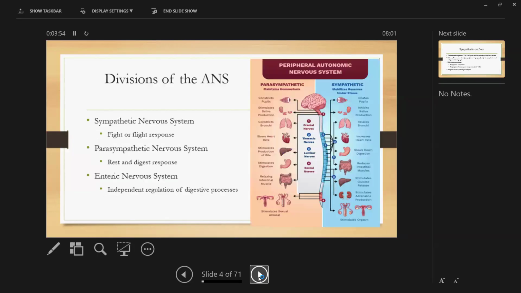Mainly, the autonomic nervous system is classified into the sympathetic nervous system, the parasympathetic, and the enteric nervous system. Sympathetic is like the fight or flight response, a hyperadrenergic state. Parasympathetic is activated when we are relaxed and at rest, and is mainly involved in digestion. The enteric nervous system is independent regulation of the digestive process. So we have three main classifications.